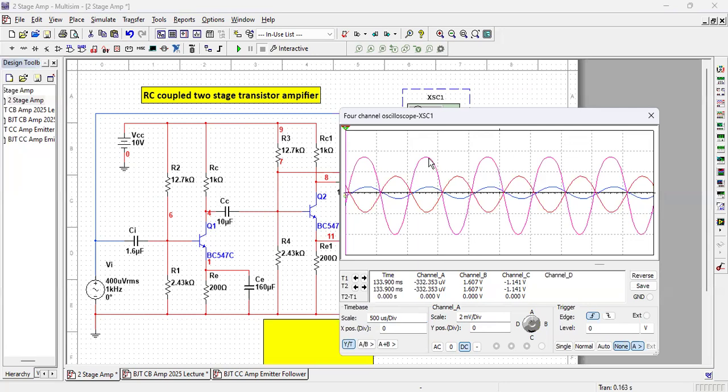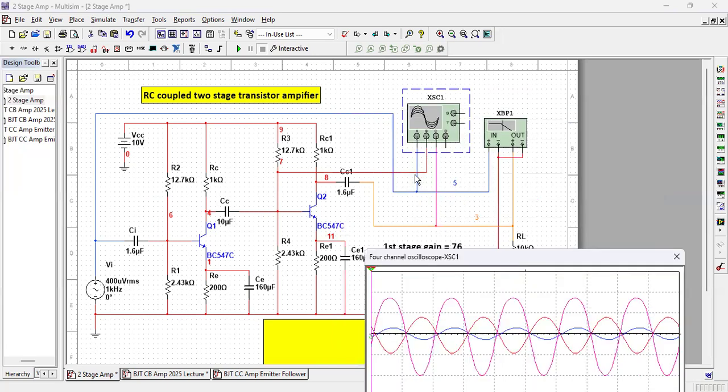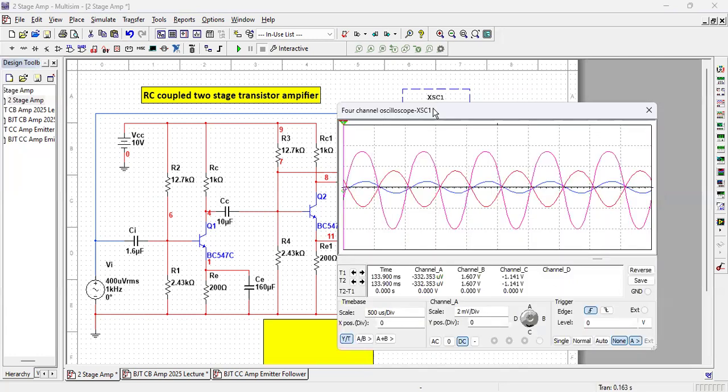And this red line, let me see this diagram. This red line is the output of the first stage, the B channel. It is 50 millivolt per division, so the 0 to peak value is something around 40 millivolt.